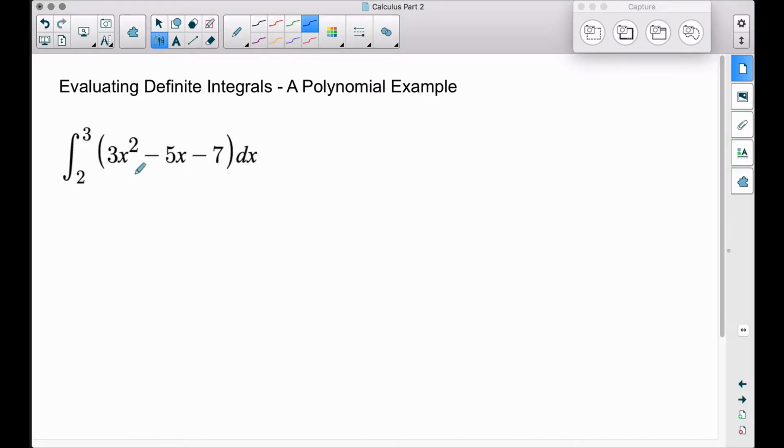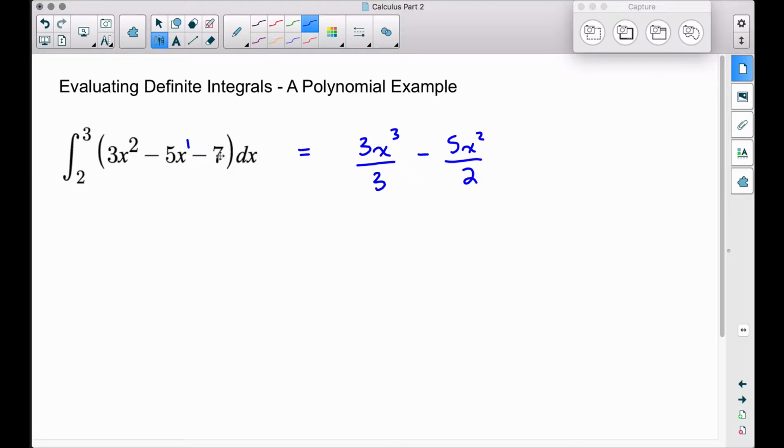So we want to integrate this polynomial here, and the antiderivative of 3x squared is going to be 3x to the third over 3. All I'm doing there is adding 1 to the exponent, and then I'm dividing by that same number. Same thing here, we have minus 5x to the second when we integrate, and the reason why it's to the second power is because we're adding 1 and we divide by that same number.